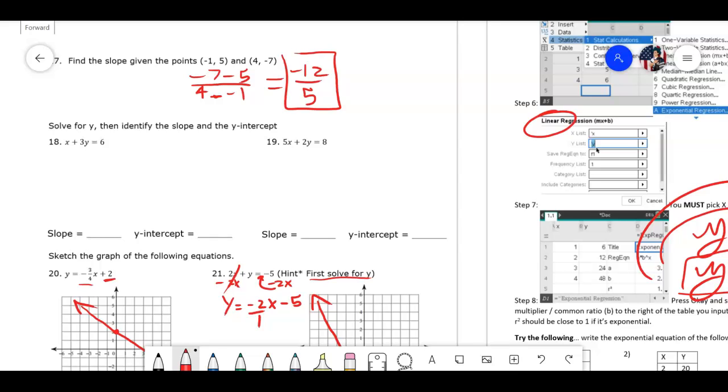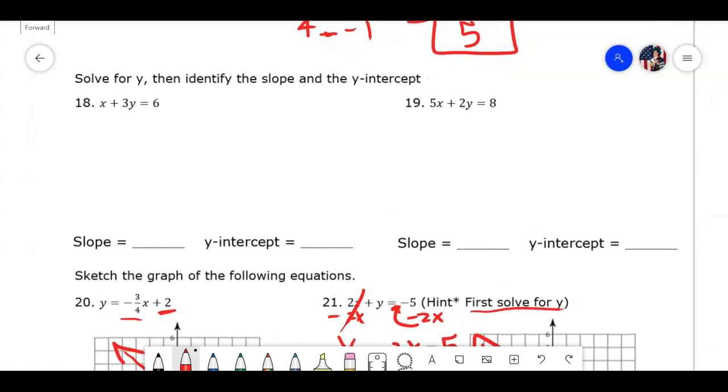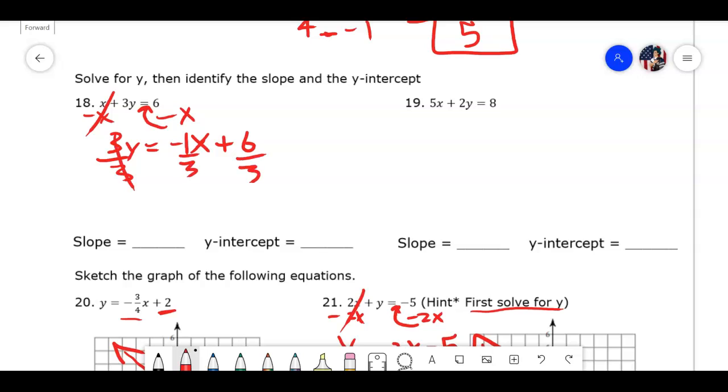Okay, we need to solve for y on these and then find the slope and the y-intercept. So to solve for y, we move over the x first. Minus x, put it in front. 3y equals minus x plus 6. Remember, you can put a 1 there for minus x, minus 1x. Divide by 3, and I get y equals negative 1 over 3x, and then 6 over 3 is 2. So my slope is negative 1 over 3. My y-intercept is 2. Okay, because that's my m and my b.